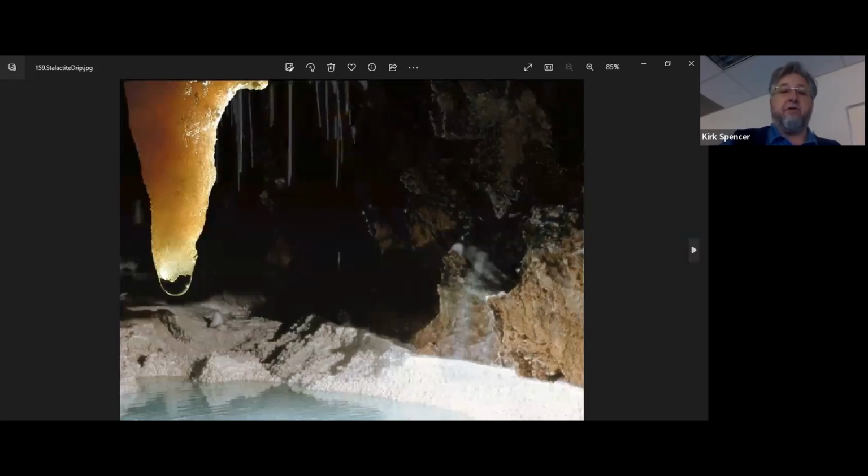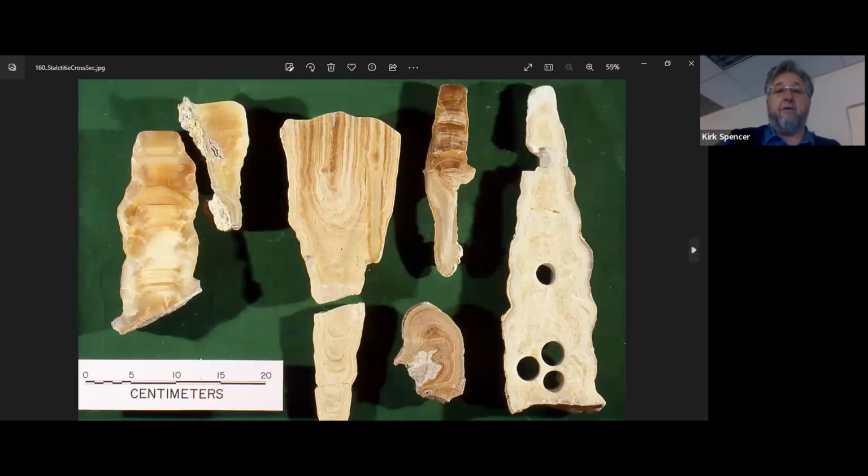Here's an example of a stalactite growing from the ceiling. Whenever you cut them and polish the insides, you can see the individual layers that have been formed over the centuries as each drop of water has left a very thin layer of calcium carbonate.